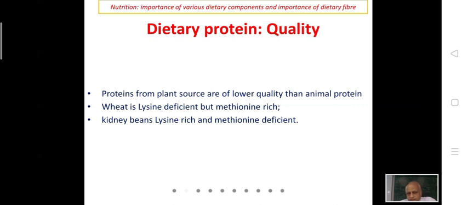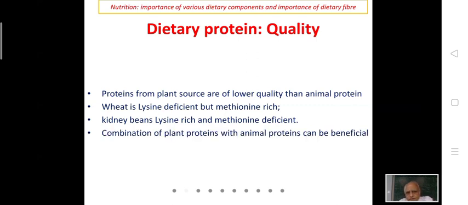So for that matter, whatever we eat for dinner or lunch, in terms of chapati or roti or bread and kidney beans, which we call rajma in our society, they have different types of amino acid enrichment. Wheat is deficient in lysine, but kidney bean is rich in lysine. A combination of plant proteins with animal proteins is therefore recommended in the diet, because partly they provide the deficient variety of amino acids.